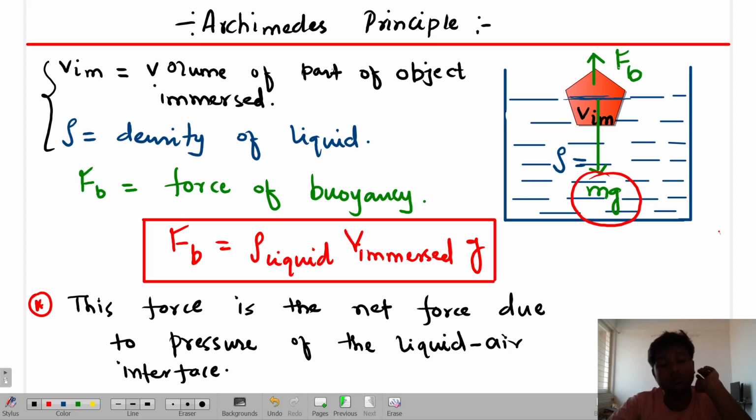You can say mg is very trivial. Yes, we are going to consider mg, but this net force is not appearing due to mg. This force is appearing due to the pressure. Remove the liquid, and there is no force. Are you able to get me or not?